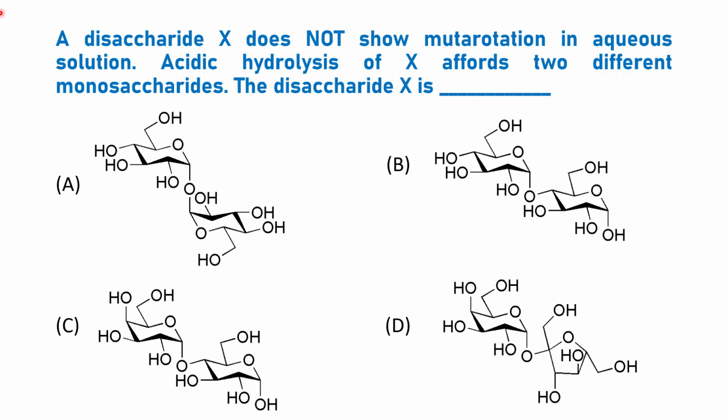So now we will see what mutarotation is. Before seeing mutarotation, let us see the basic property of how these carbohydrates form cyclic ring systems. In these four options, what we see here is a 6-membered ring, and there is also a carbohydrate which is a 5-membered ring. So we are now going to see how the cyclization of carbohydrates happens.